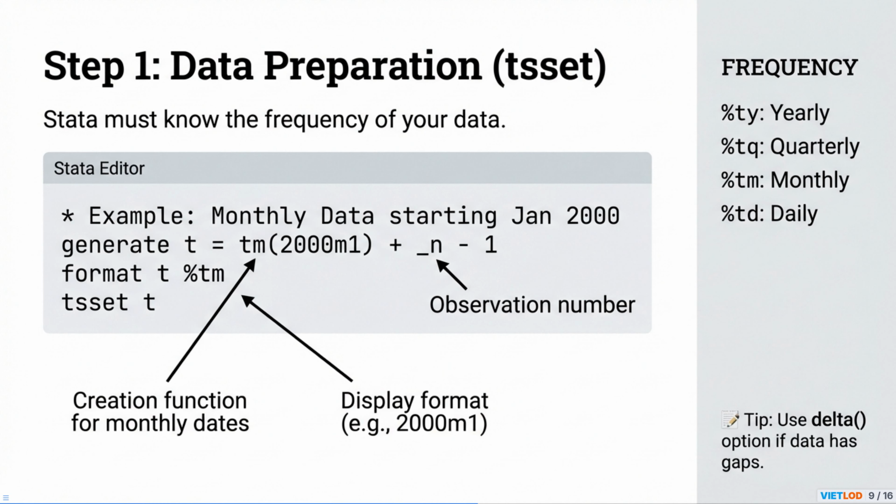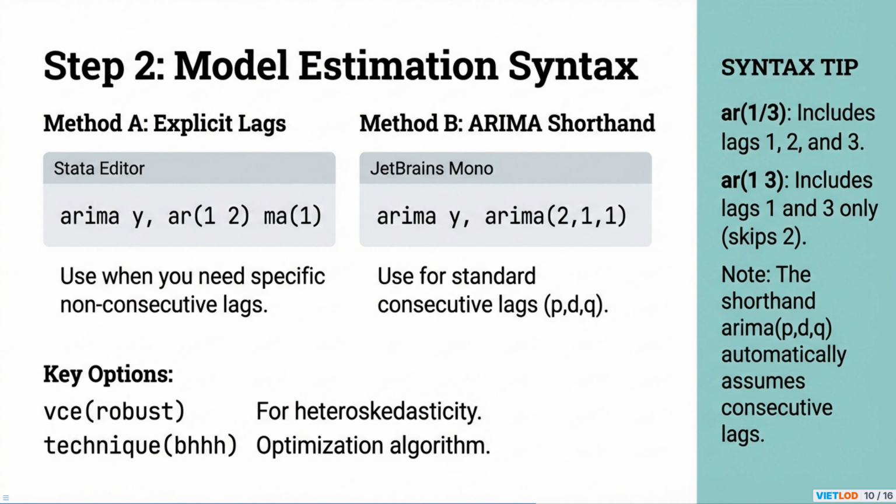Here, tm is the creation function for monthly dates, 2000m1 is the starting date, and _n-1 accounts for the observation number to ensure the time variable is sequential. After creating and formatting the variable using format t %tm, you declare it using tsset. Stata now understands the data's time structure. Note the various frequency formats: %ty for yearly, %tq for quarterly, %tm for monthly, and %td for daily. A useful tip: use the delta option with tsset if your data has gaps. Once the data is properly set up, we can move on to estimating the model itself.